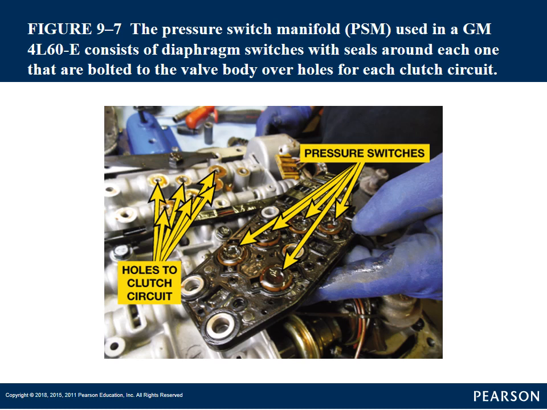But they have O-rings that seal it around the circuit. If those O-rings are bad, then it won't seal. You'll actually get a leak in that circuit. So that could set codes, and it could cause a transmission to shift poorly. That's why when we rebuild transmissions, many times it's recommended to replace that switch assembly. At the very least, you clean it up and replace the O-rings in it. So make sure it seals properly to the valve body.